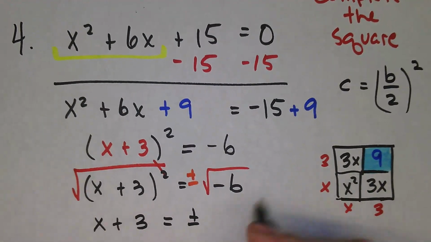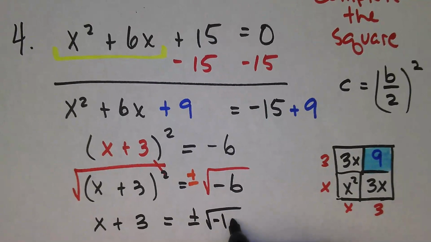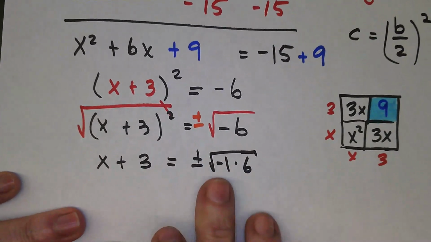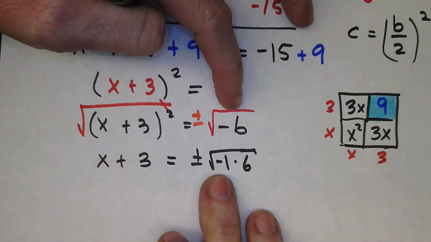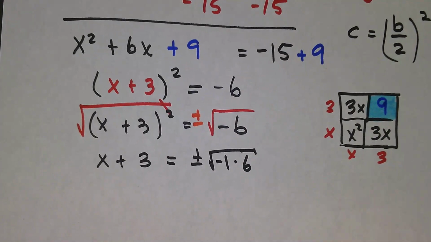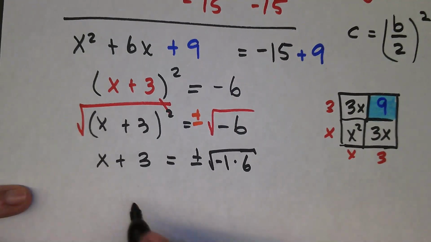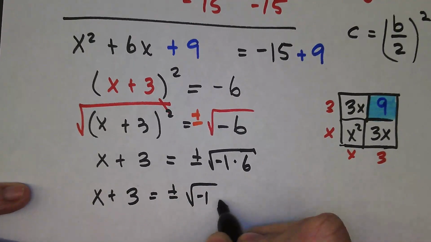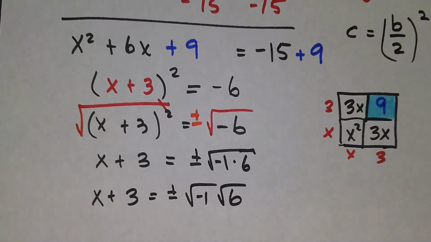Plus or minus square root of negative 6. So that's negative 1 times 6. And the reason that I'm doing that is I want to break this up into an imaginary component. We used to stop and just say there are no real solutions, but now we can actually put the answers as a complex or an imaginary solution. And we do that here by making this negative 1, and that's square root of 6.